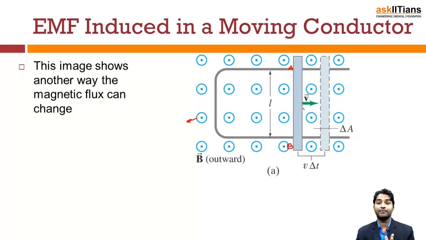Motional EMF is induced or produced due to the motion of the coil in the magnetic field. So we can say that E is equal to del phi upon del t, where phi is the magnetic flux, which is a function of B into area, upon delta t.